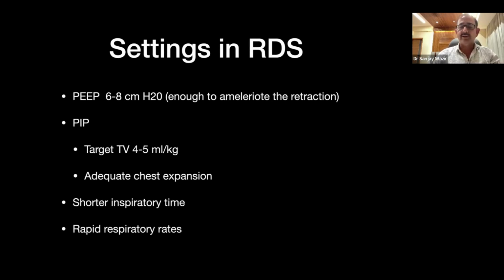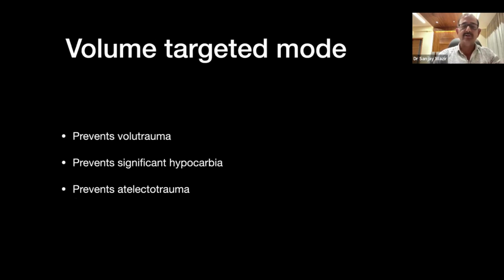Okay. So the next thing that we need to look at is the volume targeted mode. Now, whenever you ventilate a baby with RDS, the idea is that we need to prevent volume trauma, but also not cause hyperventilation. Hypocarbia also needs to be avoided, because hypocarbia is associated with PVL or periventricular leukomalacia, and then you would need to look at preventing volume trauma.